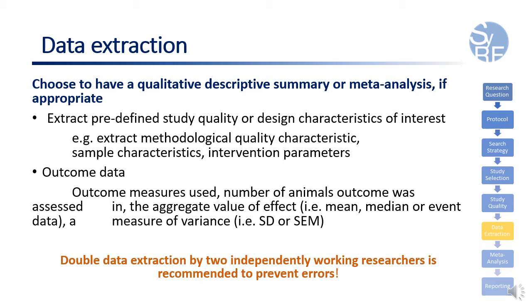You may also want to record information about the characteristics of the samples being used, the parameters of any interventions given. Depending on if you plan to perform a meta-analysis, you may also want to extract details about the outcome that was measured, time at which this was done, and any other relevant information. To perform a meta-analysis, you will need to make sure you extract an aggregate value of effect, so a mean, a median, or event data, and an estimate of measure of variance like SD or SEM, and the number of animals that the outcome was assessed in.